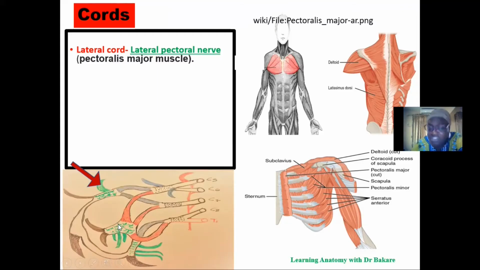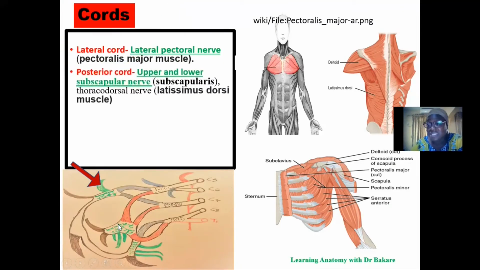Then on the posterior cord, we also have a number of branches that emerge from the posterior cord, and this includes the upper and the lower subscapular nerve, which supplies the subscapularis. This is the upper subscapular nerve, and this is the lower subscapular nerve. These two nerves supply the subscapularis.